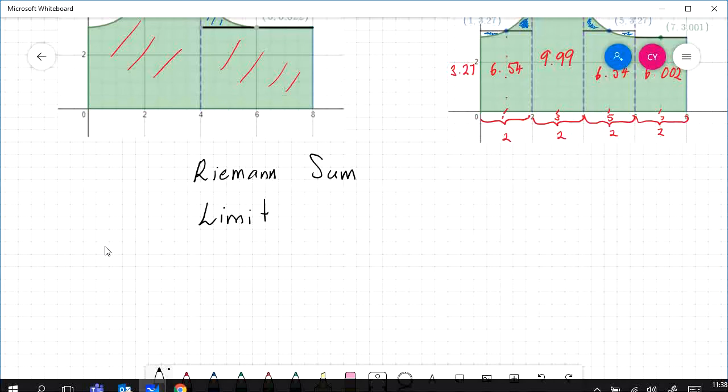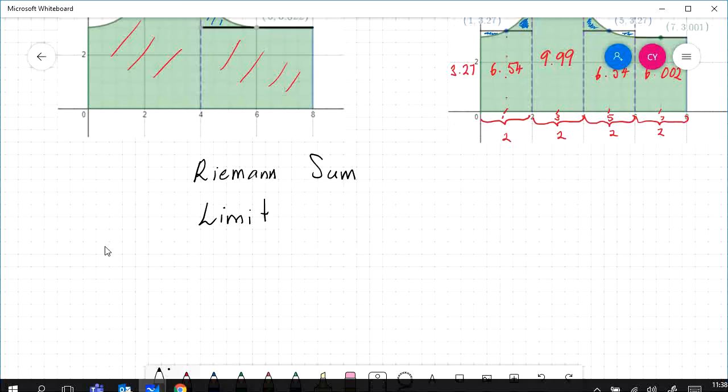Now, the Riemann or Riemann sum is what we've just done. That is, taking an irregular shape, breaking it up into rectangles, and then adding those up to get an approximation for the area of the shape. So Riemann was an 18th century German mathematician, and sum, as you know, just means adding up. The next concept is that of a limit.